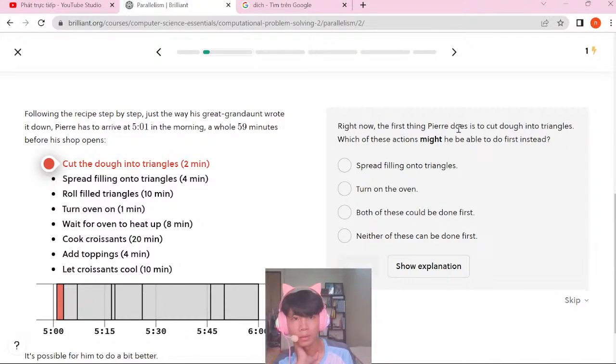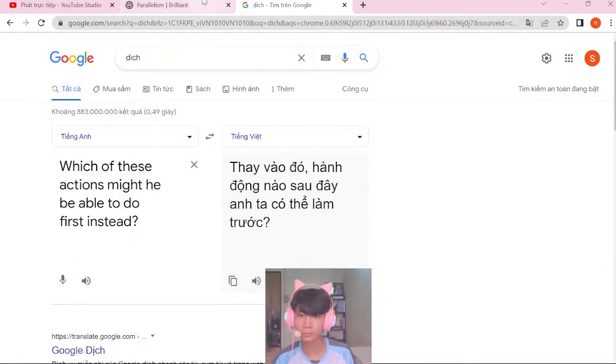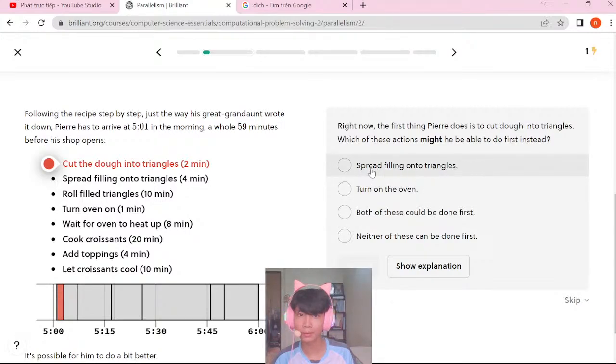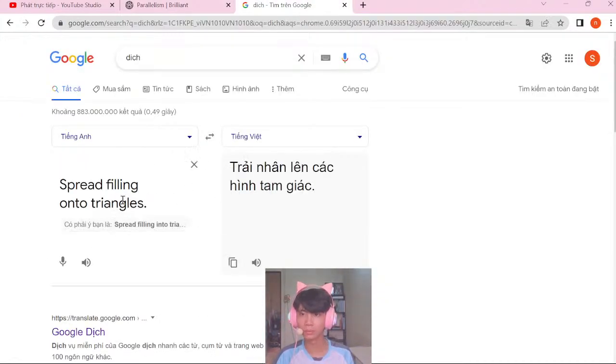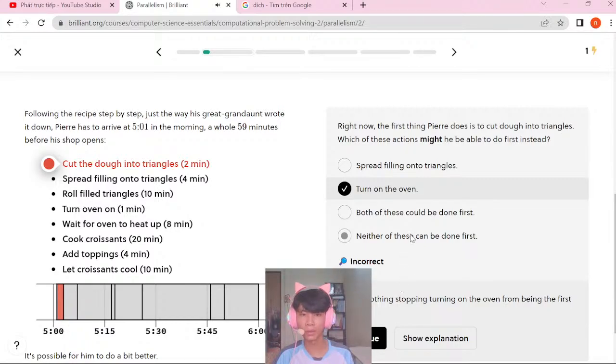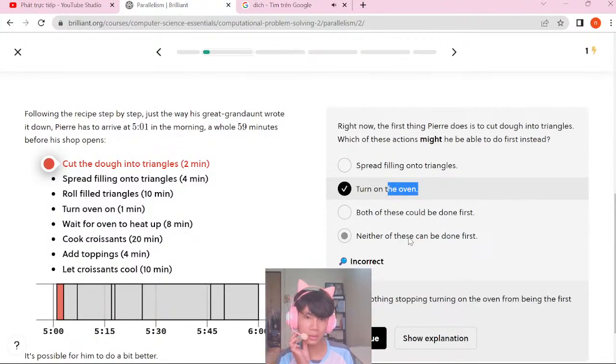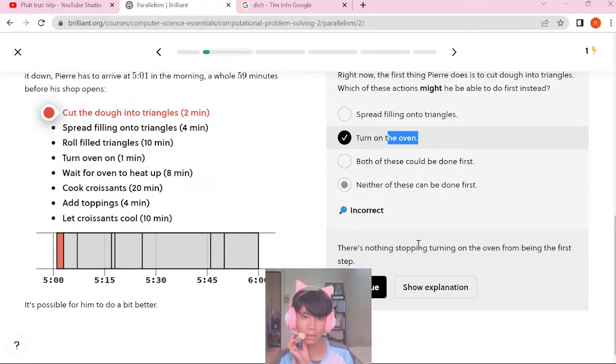Right now, the first thing Pierre does is cut dough into triangles. Which of the actions might he be able to do first instead? Spread filling? Turn on the oven. There's nothing to stop turning on the oven from being the first step.